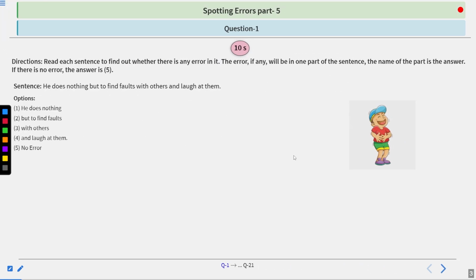The first sentence is, he does nothing but to find faults with others and laugh at them. You have options below. You have 10 seconds to spot the error.